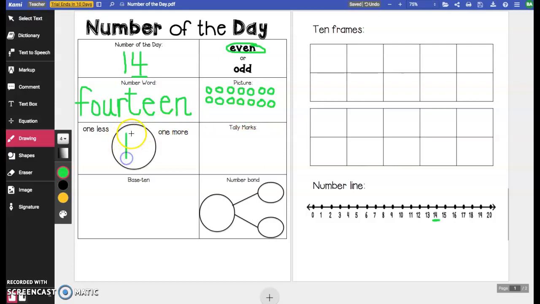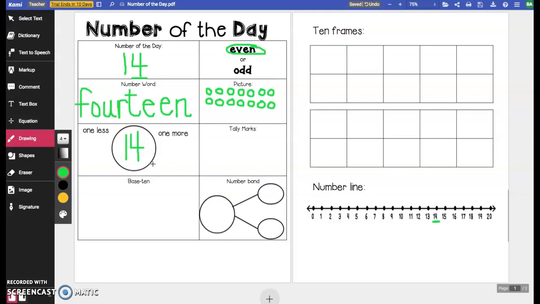All right, so now I want to think about what number comes before 14 and what number comes after 14. So again, find it on the number line. What number comes before 14? That would be what? 13. So I can write that. That is 1 and 3 is 13.